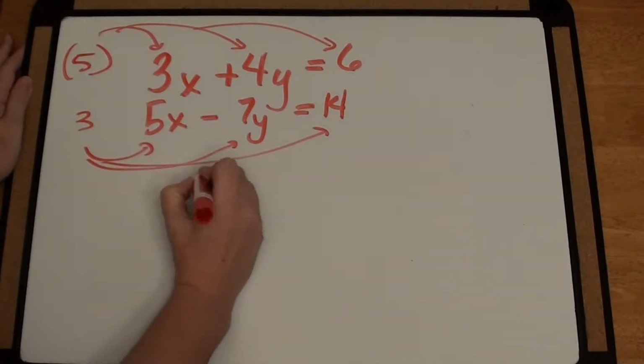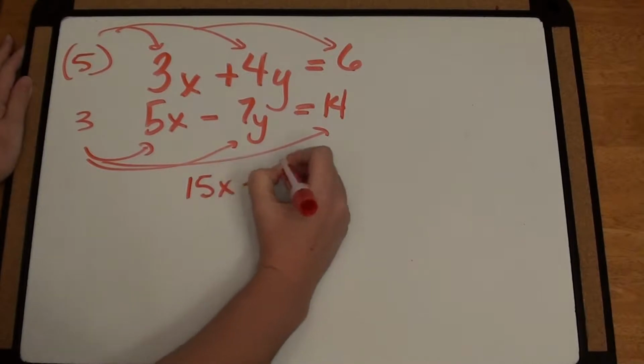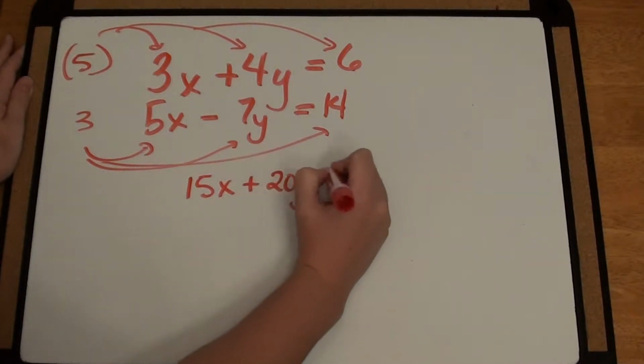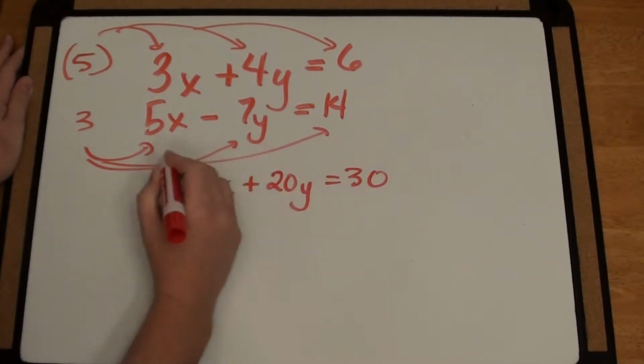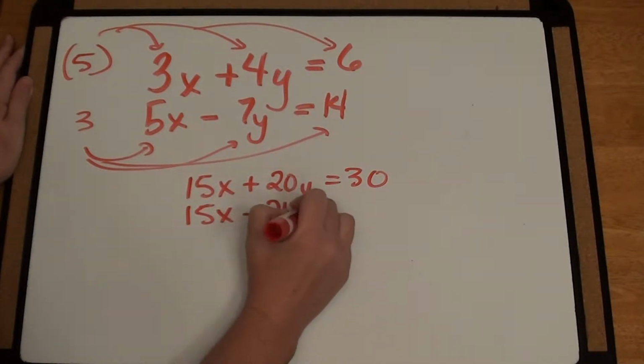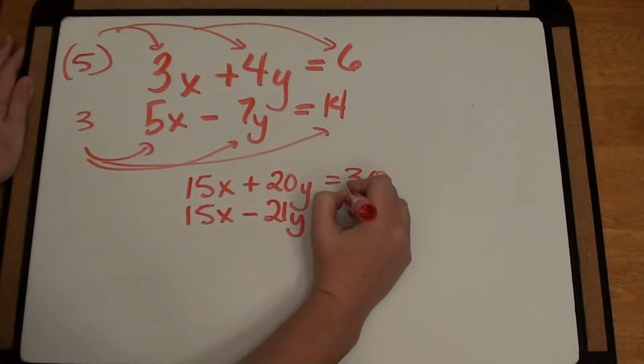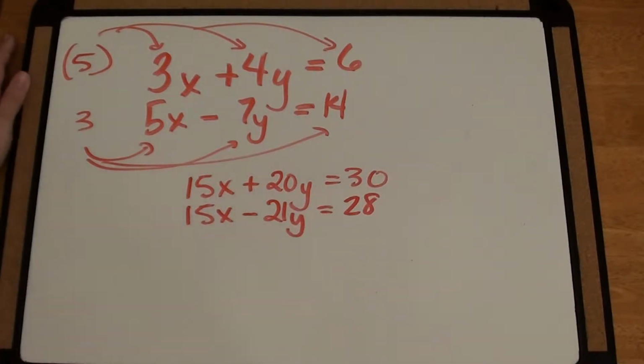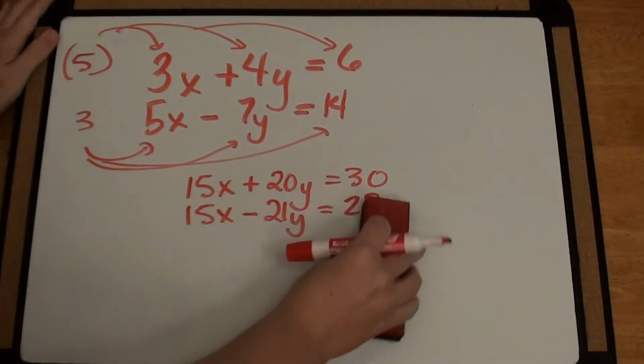That will give me 15x plus 20y equaling 30. And this one will become 15x minus 21y equaling 28, or 42.